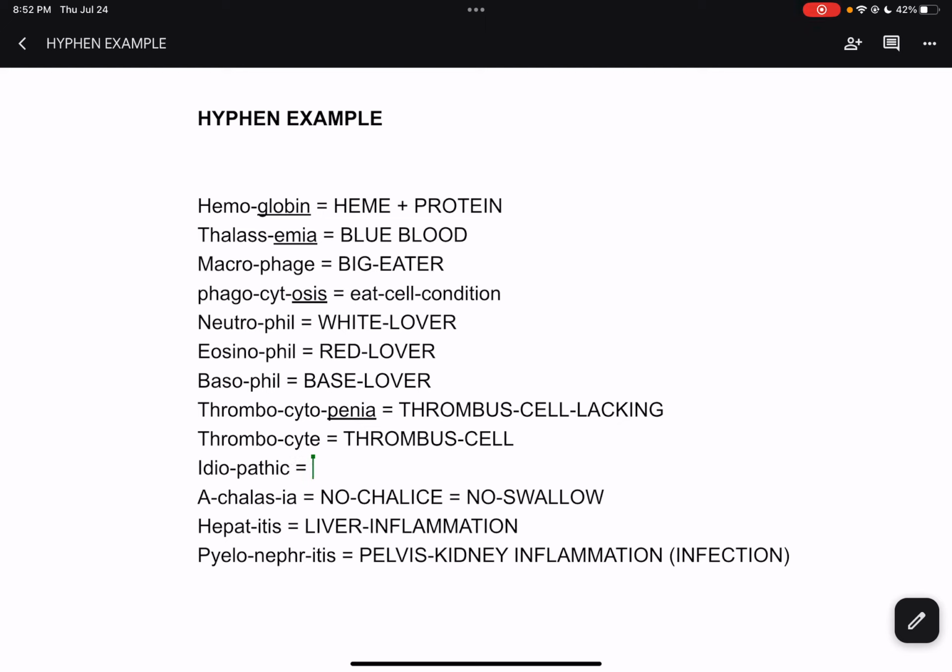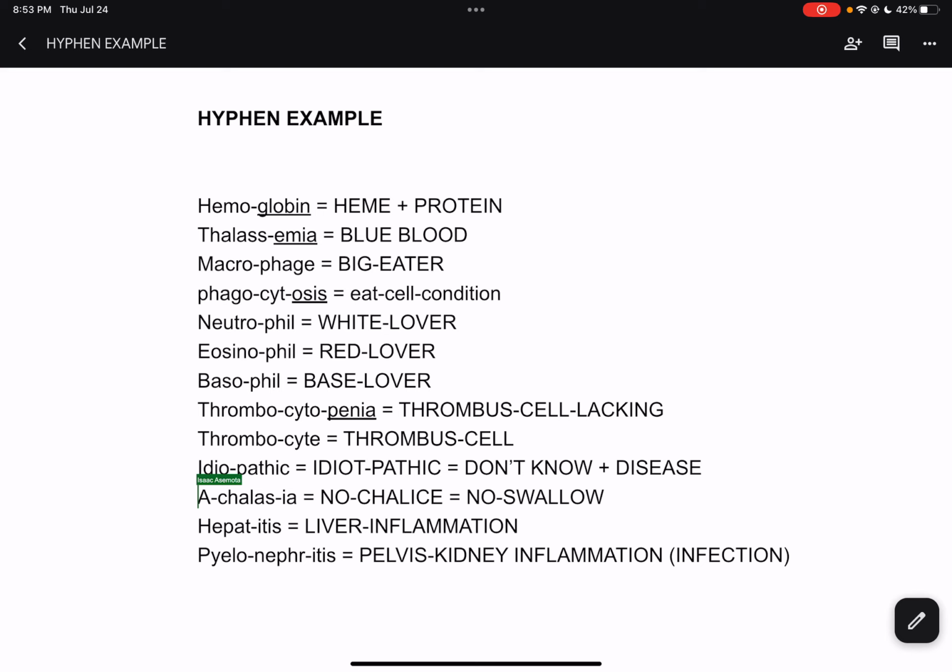Idiopathic means idiot. Pathic. In other words, it means don't know. Idiot doesn't know stuff. Disease. So idiopathic means a disease that we don't know the cause. So the word roots actually are what they look like a lot of the time.